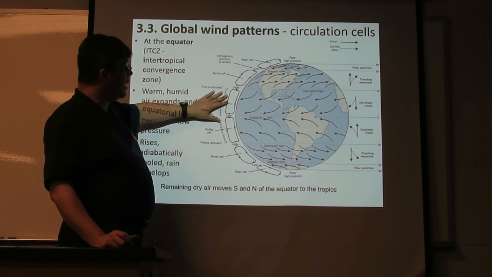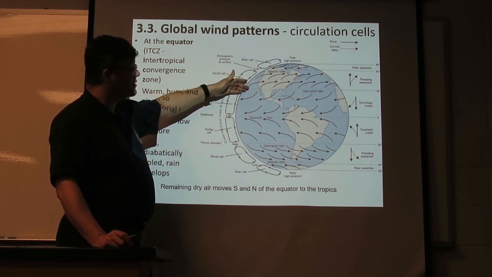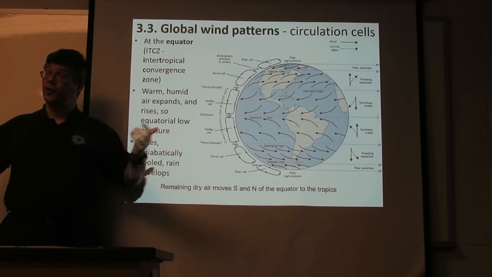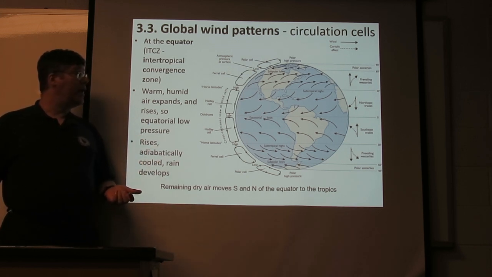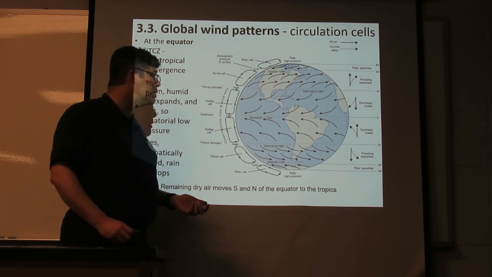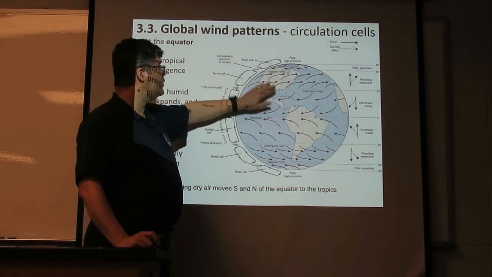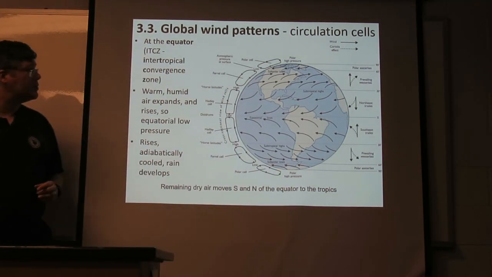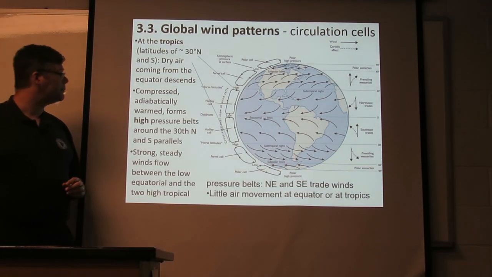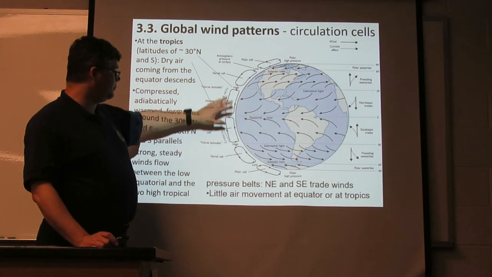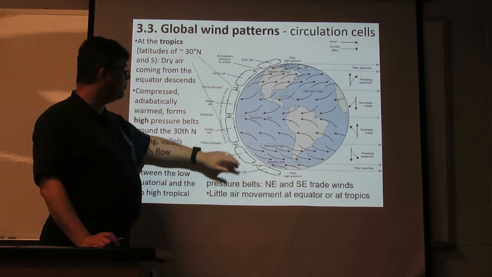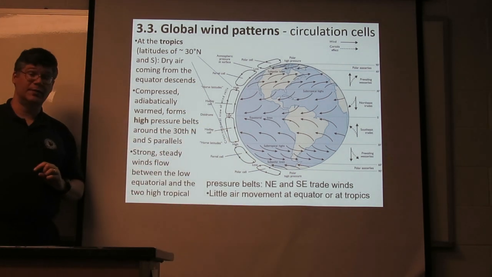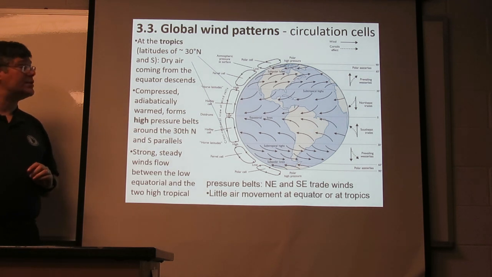Rain, this air is now pretty dry. As it sinks down, it's going to be warmed, so very clear, dry air. And so these areas, we have some deserts associated with the sinking air zones. High pressure, again, not very much wind at these transition zones 30 degrees north or south.